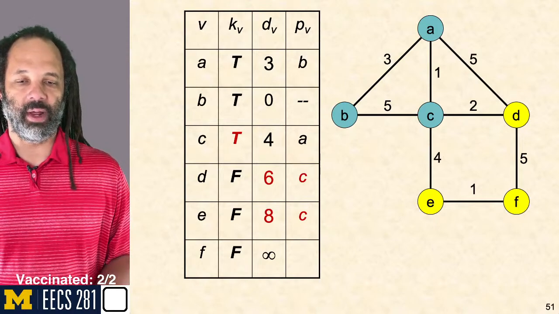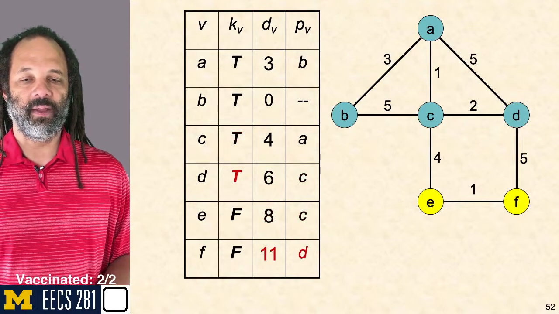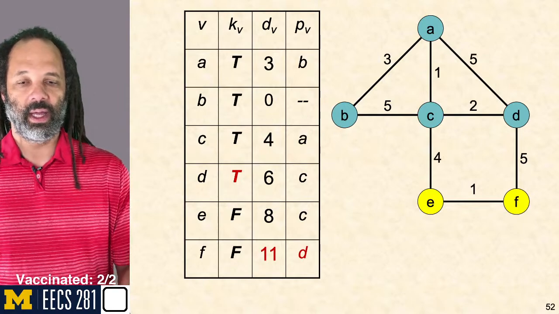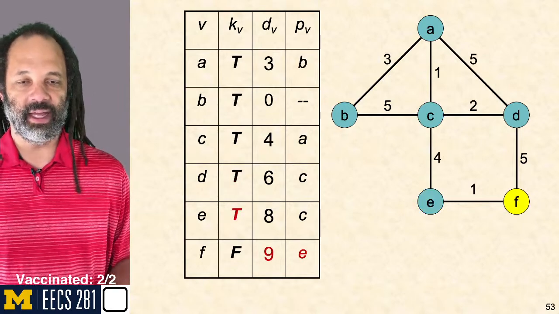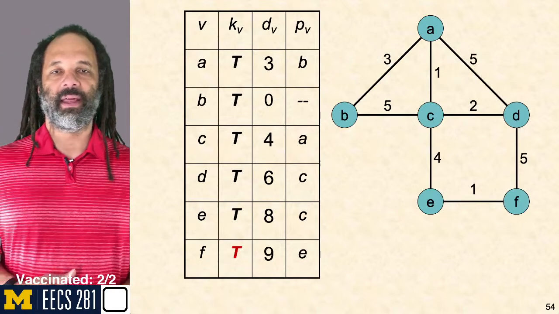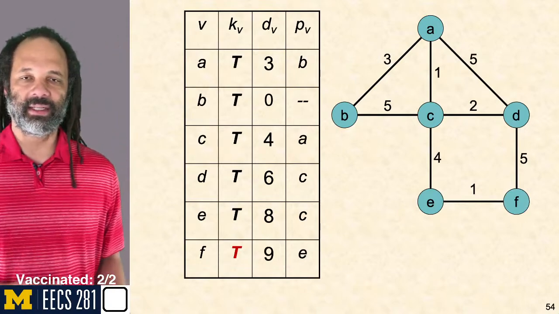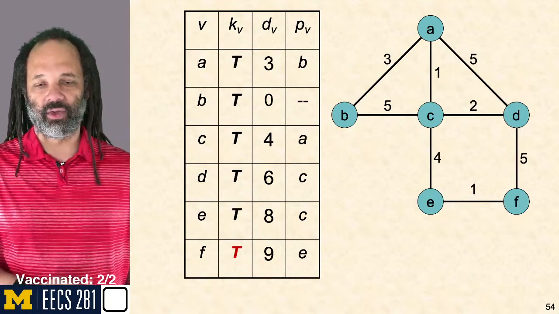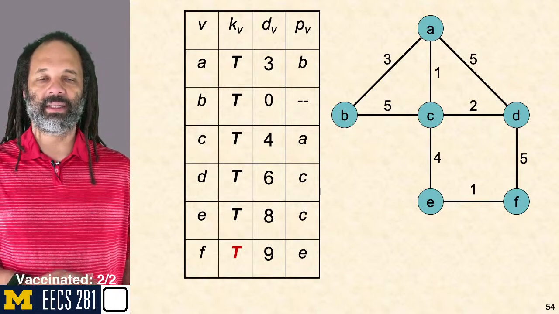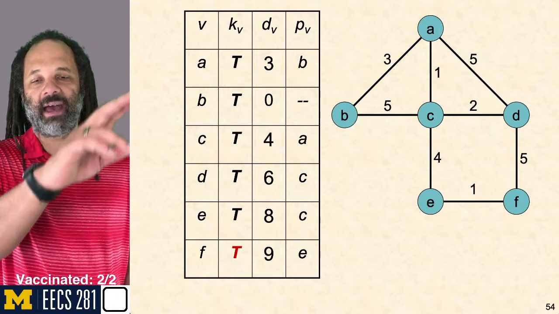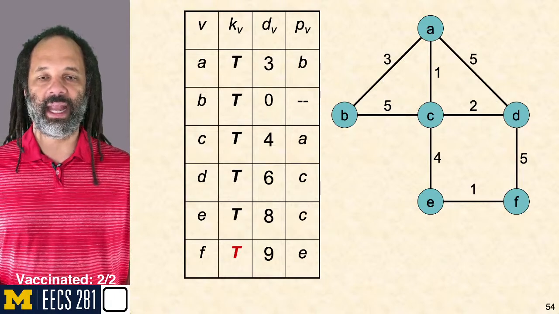We work our way through here. We end up filling in each one of these trues. And finally, I end up with this table that looks a lot like Prim's. When I get done, all my K of V's are true. When I get done, all my P of V's have how this particular thing was connected.